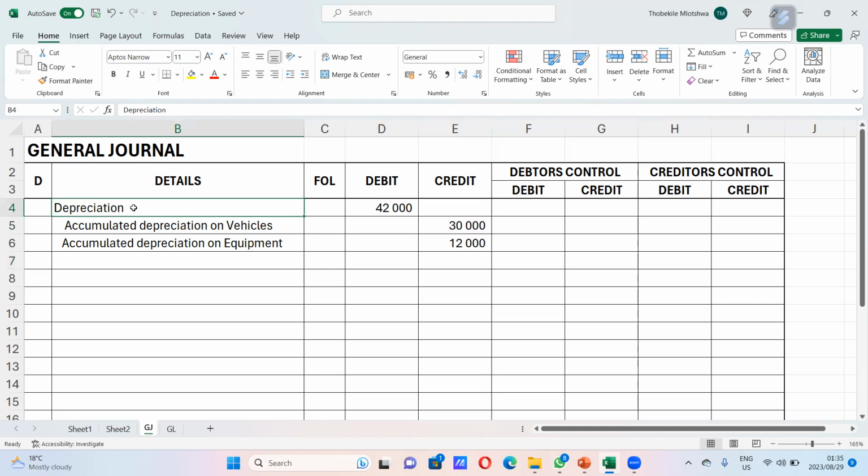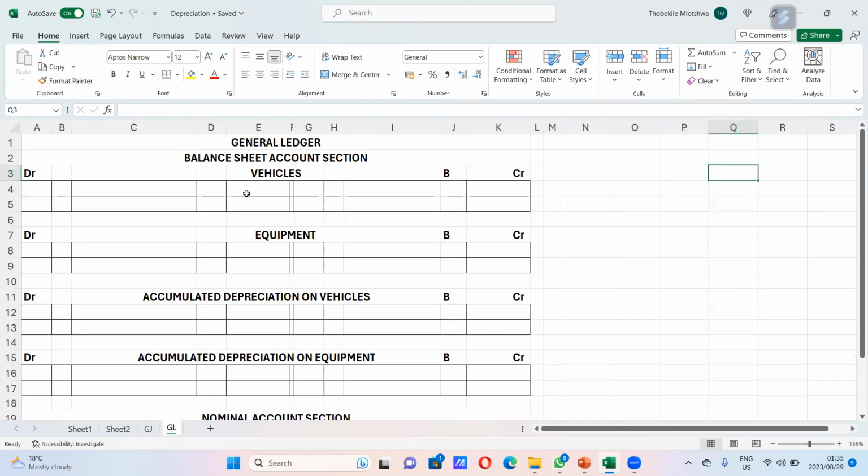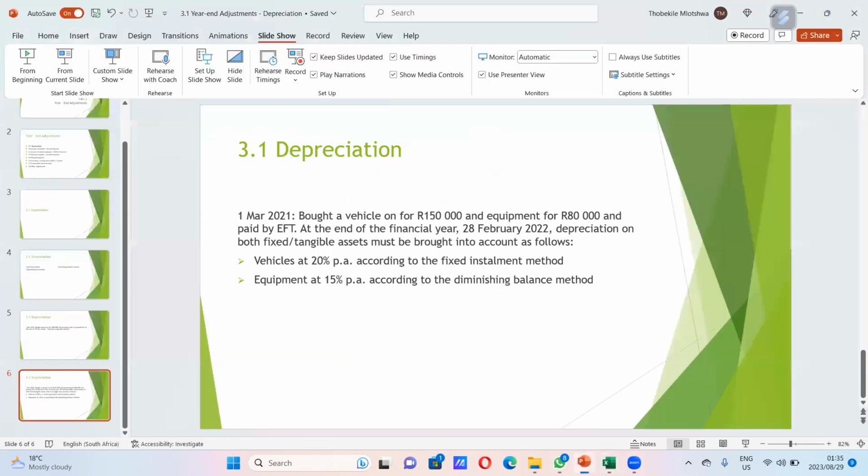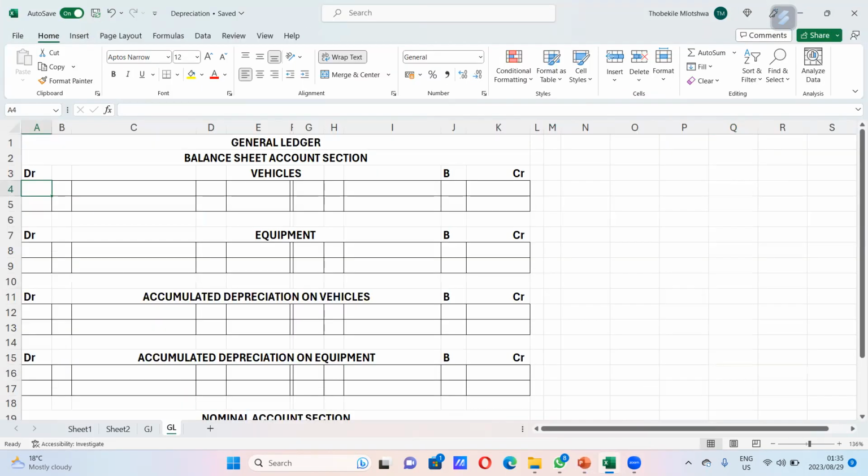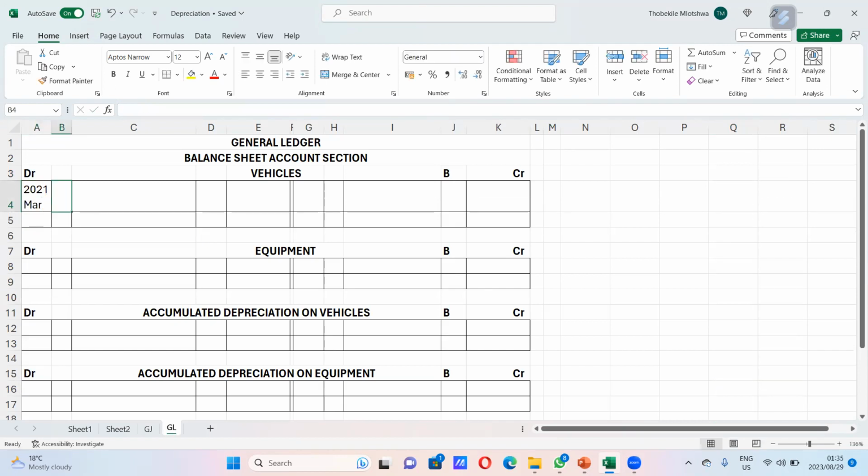Remember, you post depreciation to depreciation in the same side, accumulated. So now we have these. So let's start with the purchase. When you purchased it, so when did you purchase it? So vehicles, debit or credit? It's an asset and it's increasing, so it will be debit. So we purchased it on, let me just confirm, 2021. So it was 2021, and then it was March 1. And then we paid by EFT, so the contra account will be bank.